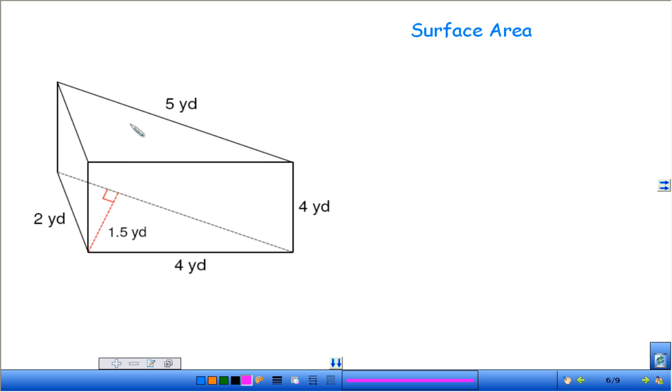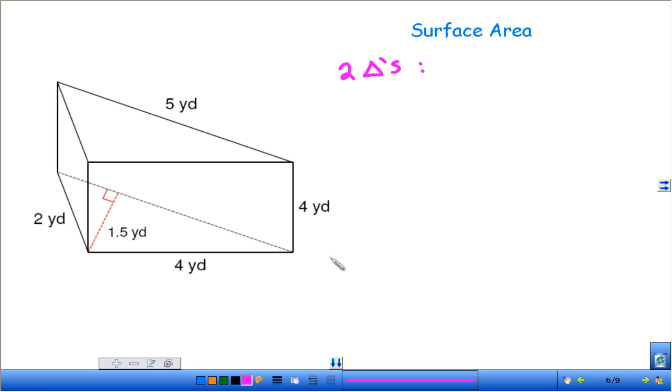We'd have, let's see, how many faces do we have on here? 5. We have a triangle, and then a rectangle, and a rectangle in the back here. Does everybody see that? Yes. Okay. Are my triangles going to be the same? Yes. The area of them? Yes. So we have 2 triangles. Okay, and we're going to double that. So we'll find the area of one of them and just double it.